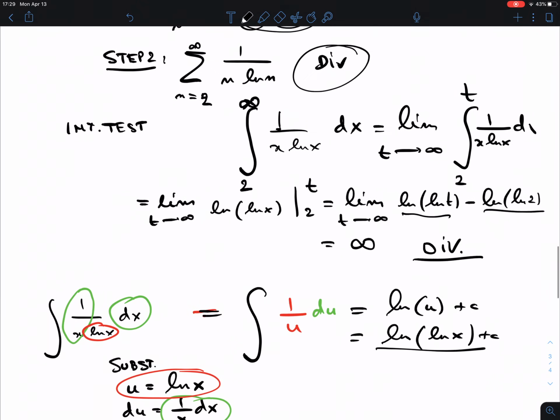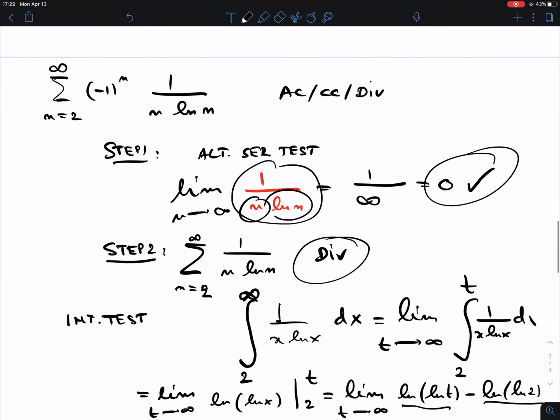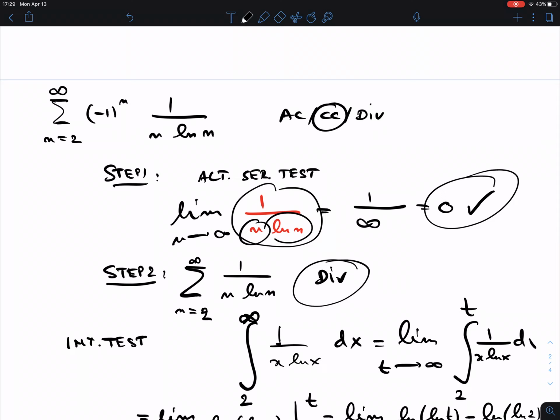Let me write it up. So this series is conditionally convergent.